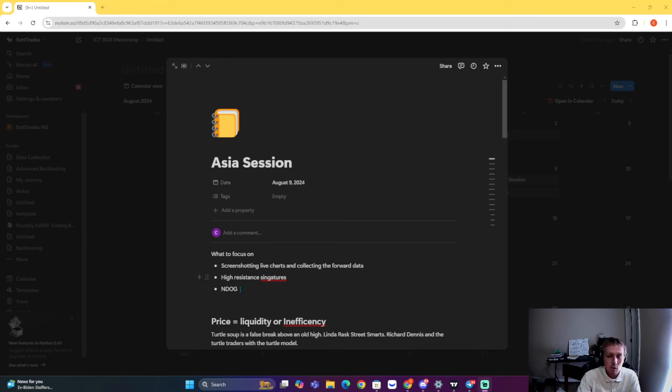What to focus on for me is screenshotting the live charts and collecting forward data. I really want to focus on screenshotting the charts as it's happening and also screenshotting charts before and then after, journal annotations, journal concerns, and journal areas in which I'm kind of hesitant, and then learn from that. Journal that with positivity, no negativity at all, to reframe in that subconscious mind. I'm not letting any negativity in my subconscious mind.